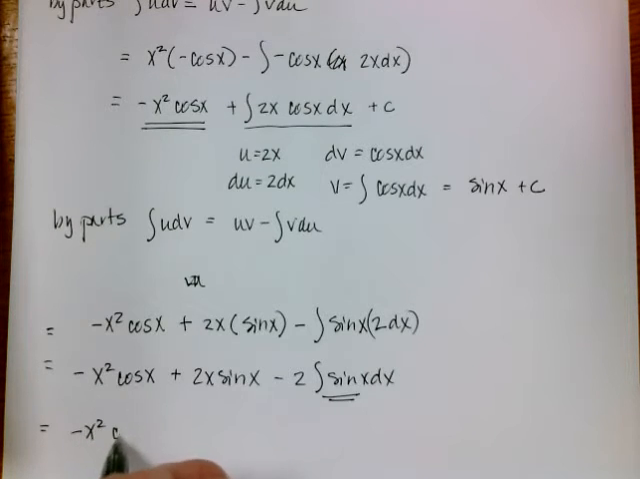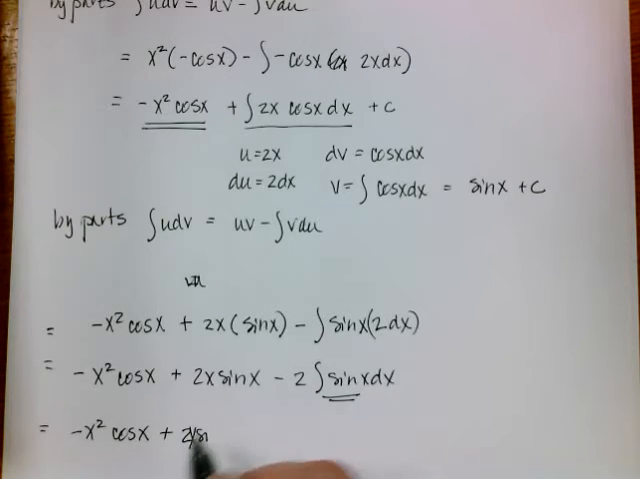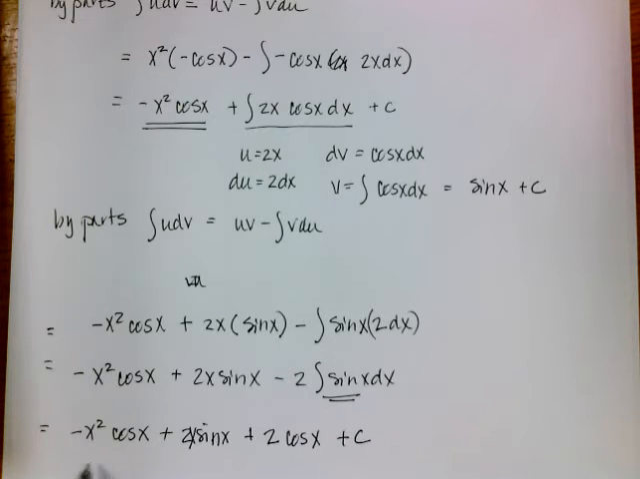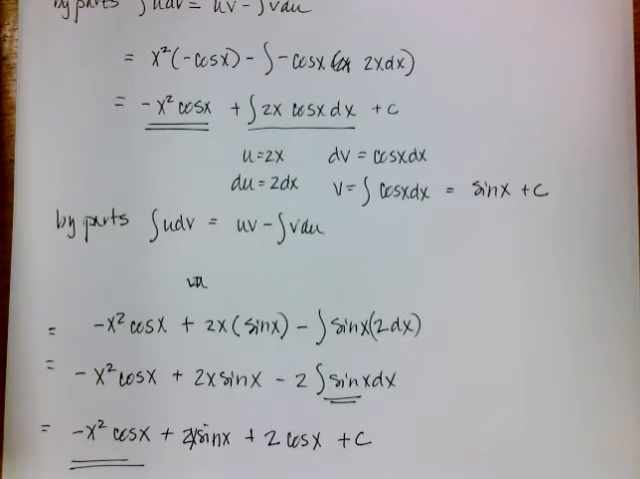Negative x squared cosine of x plus 2x sine of x minus 2, and then the integral of sine is a negative cosine, so plus the cosine of x. Now I have a c, and there's my answer. Holy cow. So you have to keep going with your integration by parts until you run out of stuff to do. All right, last example.